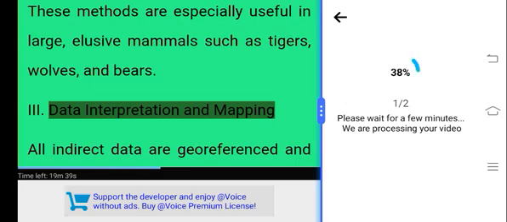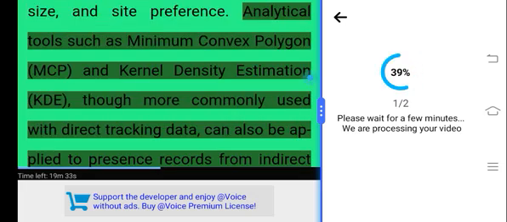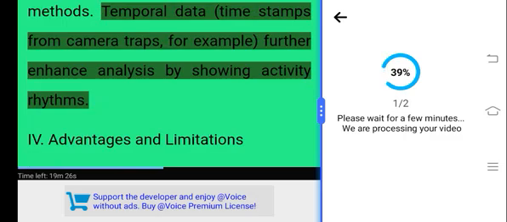3. Data interpretation and mapping. All indirect data are georeferenced and plotted using GIS, geographic information systems, or spatial software to produce maps of movement paths, range size, and site preference. Analytical tools such as minimum convex polygon (MCP) and kernel density estimation (KDE), though more commonly used with direct tracking data, can also be applied to presence records from indirect methods. Temporal data such as timestamps from camera traps further enhance analysis by showing activity rhythms.